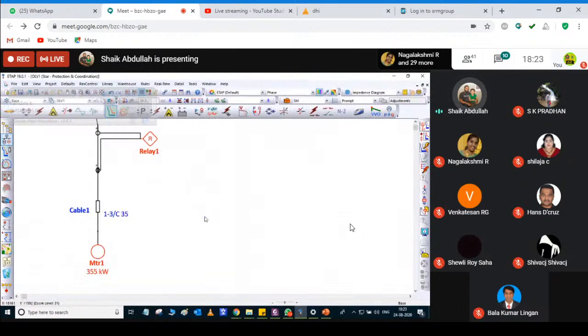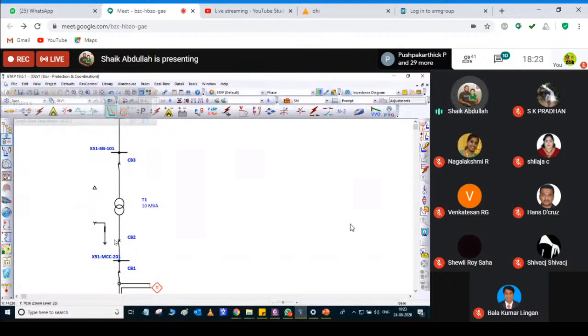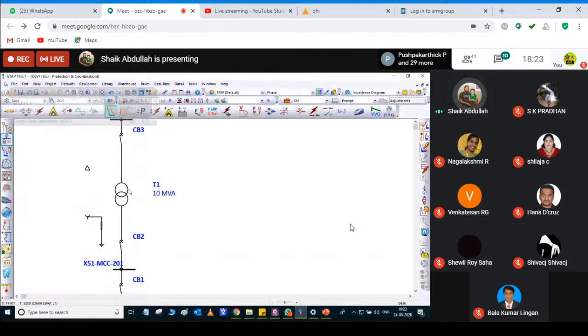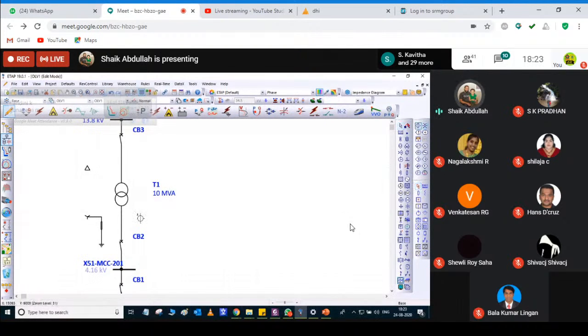Now the next step is that you have to go for your transformer protection. Downstream we are going to add one HV relay. So you have to add a relay here, and you have to add some multi-function relay here.